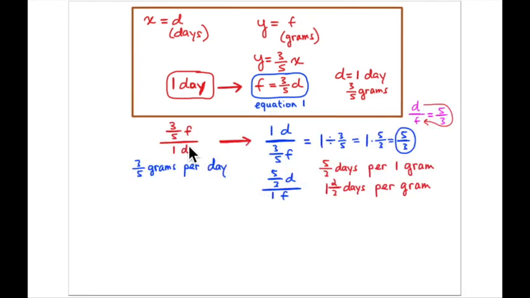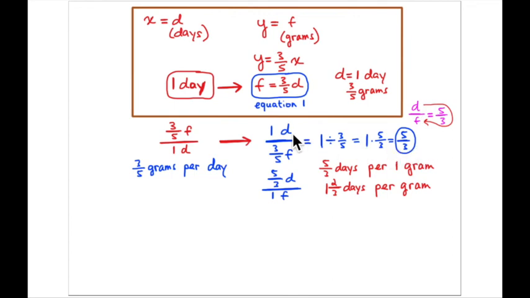Now you could rewrite this instead of 3/5 of a gram of food per 1 day. You could write 1 day per 3/5 of a gram of food. So you want to get this to 1 gram. So if you do that, you can divide the 1 by 3/5. So 1 divided by 3/5 equals 1 times 5/3. So you're going to use the inverse operation, which is multiplication, and the multiplicative inverse, which is 5/3. And you're going to get an answer of 5/3.